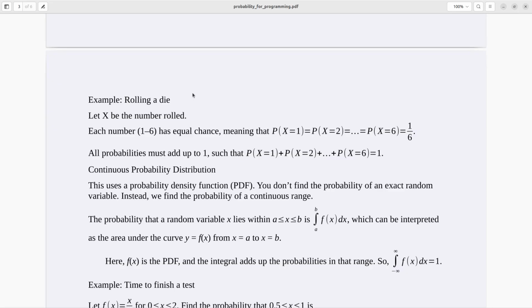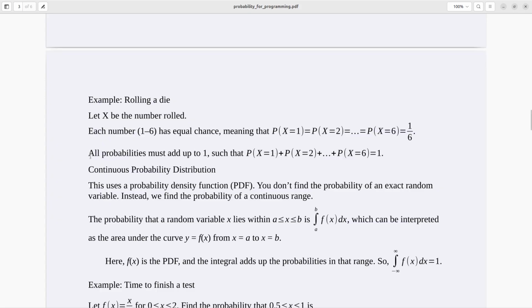And if we let x be the number rolled out, it means that this x can be 1, 2, 3, 4, 5, or 6, okay? So each number also has an equal chance, right? It means that the probability distribution would be like this one. For all the possible outcomes, x equals 1, x equals 2, up to x equals 6, all the probabilities would be just 1 over 6, okay? So that is the discrete probability distribution of rolling a die, okay?